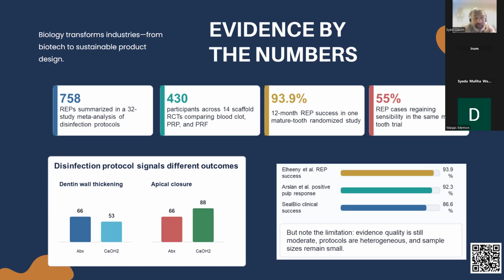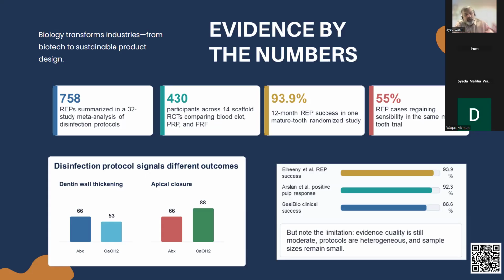Because there are three papers over here: Elhini, Arslan et al., which had a positive pulp response. Seal bioclinical success, that's more from the product side. But know that the limitation is that evidence quality is still moderate. Protocols are heterogeneous and sample sizes remain small. So whatever clinical and randomized control trials we are accumulating from the literature tend to show that the strategy works, of calcium hydroxide, of MTA, but again, it's more targeting towards dentin.